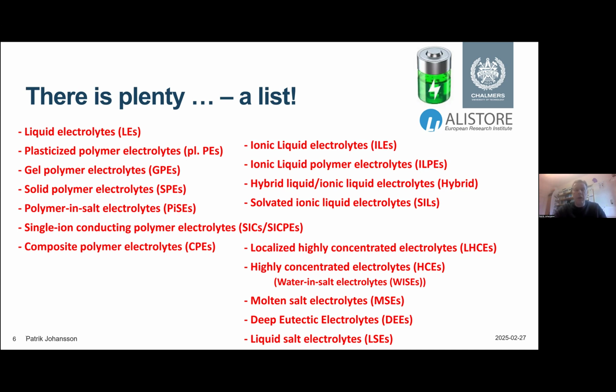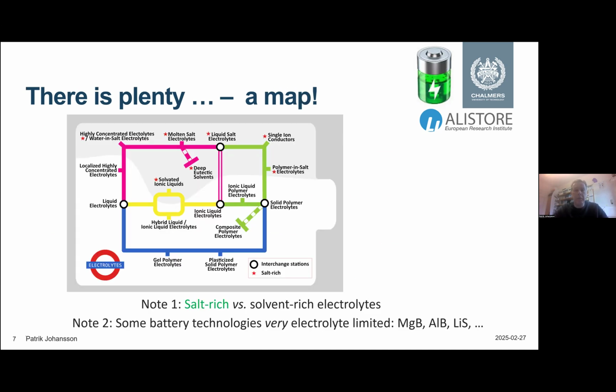But one can organize them a little bit better, perhaps. So this is an attempt to make a map of the electrolytes and combine them in, for instance, trying to figure out what is salt-rich versus solvent-rich electrolytes. So highly concentrated electrolytes, meaning really highly concentrated in salt. Molten salt electrolytes being based only on salt being mixed together, etc. So there is really a way to organize electrolytes in some way, and you can combine them as well.